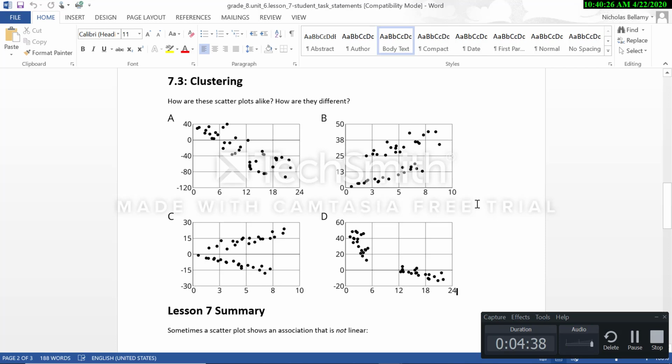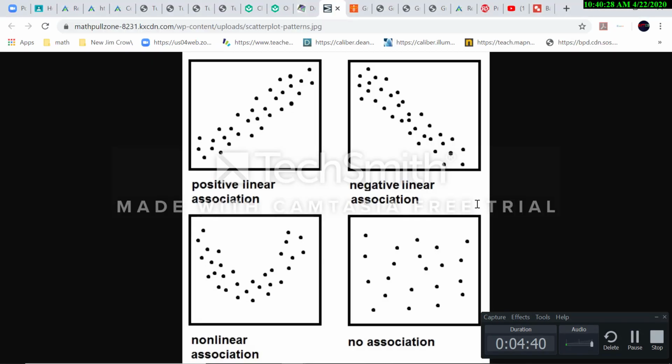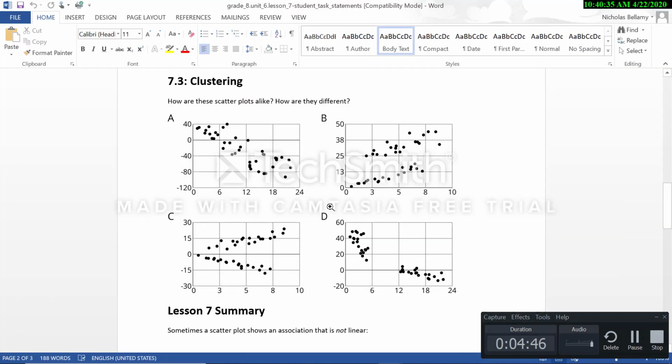And that's it for that. It's very important that you use the resources that I have posted in Google Classroom, and you should be able to answer these questions just like that. Make sure you're using complete sentences when you're asking how the scatter plots are alike and how they're different, okay?